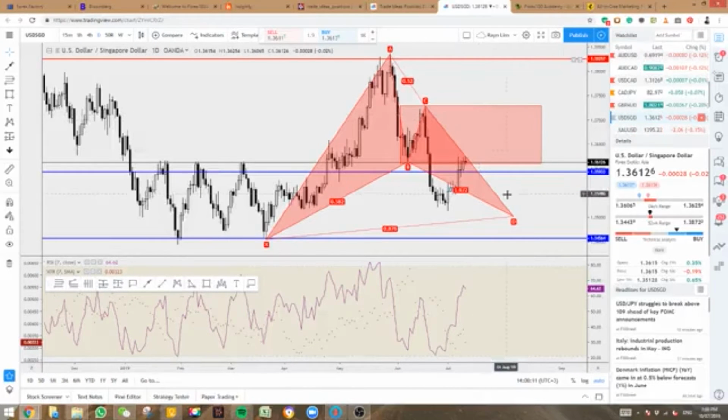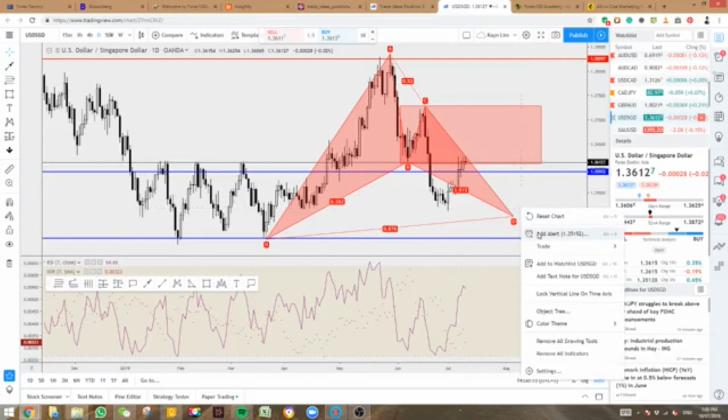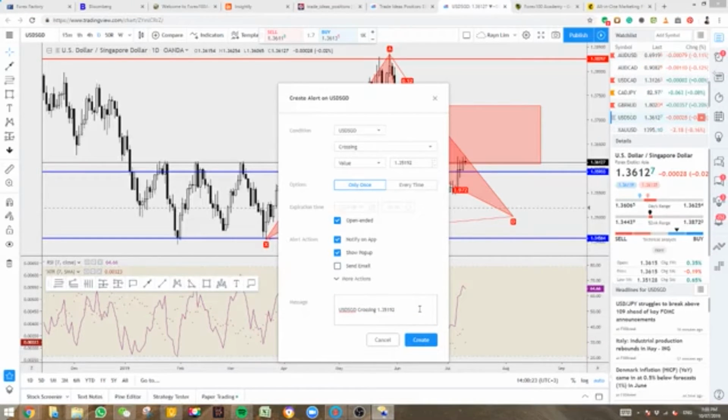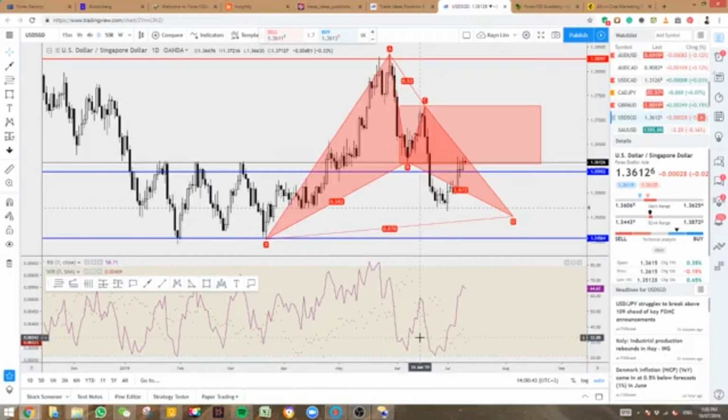Alright, so yes, dollar Sing 1.3500. Let me send an alert. Daily chart. Daily chart. Bat pattern. Okay. No. It's a sideways movement. All right. All good.